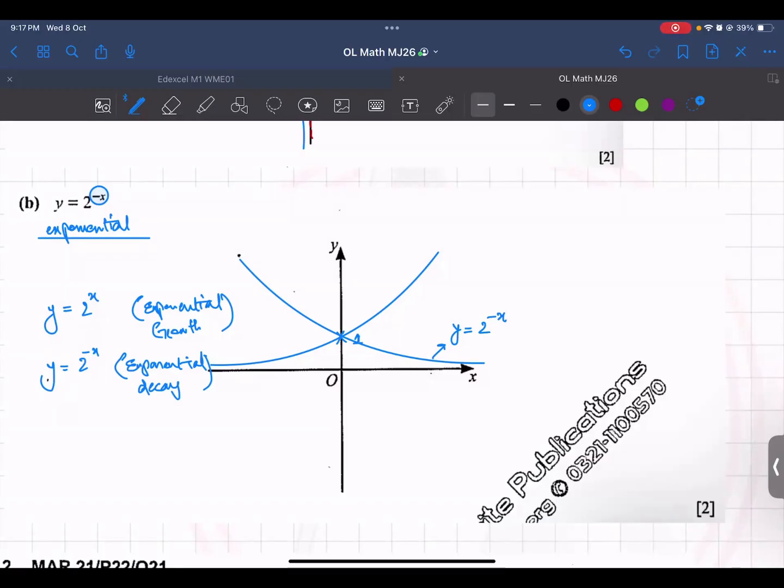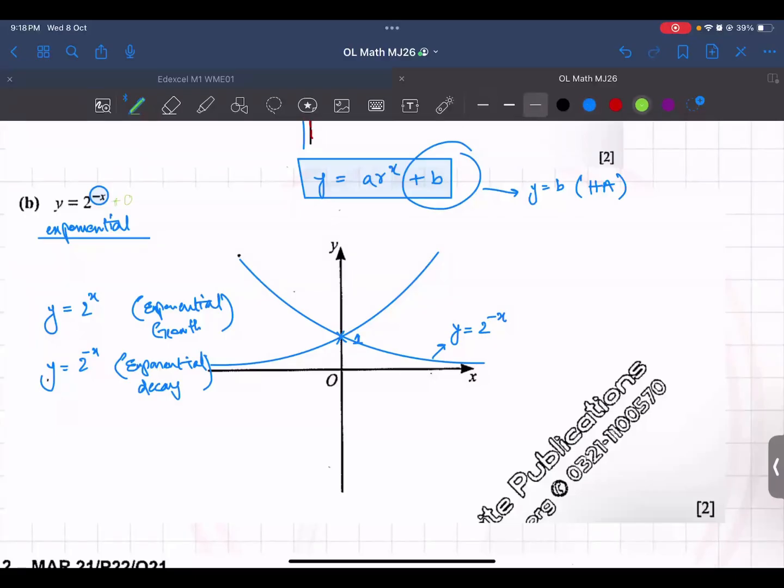And if you compare it, there was another thing. It was like this: a r x plus b. This was the general form. And I told you, whatever is your b becomes your horizontal asymptote. Right now you can see there is nothing being added, plus 0. So this means y is equal to 0, which is the x-axis. That will be your horizontal asymptote. So now you would label this as well. It's better to label.